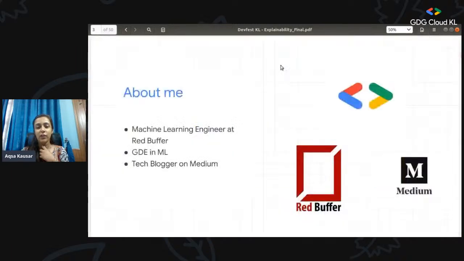So I'll start off first with my introduction. A little bit more about myself. Like I said, I'm working as a machine learning engineer at Red Buffer. Red Buffer is an AI-based services company based out of Islamabad, Pakistan. And I am also a Google developer expert in machine learning. I also write blogs and share them on Medium on different topics related to machine learning and AI.